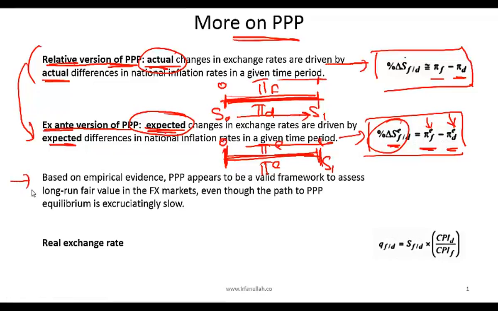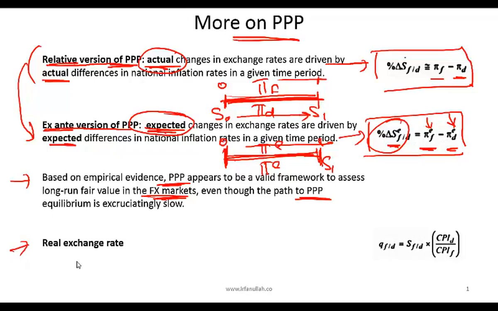Next point. Based on empirical evidence, purchasing power parity appears to be a valid framework to assess long-run fair value in the FX markets, even though the path to purchasing power parity equilibrium is excruciatingly slow. In simple terms, purchasing power parity seems to hold in the long run, but not in the short run.